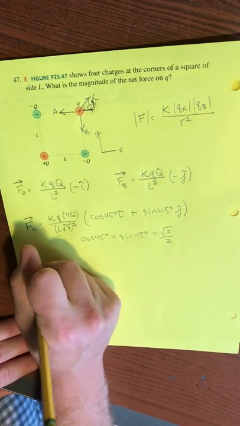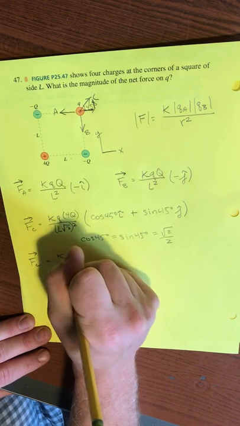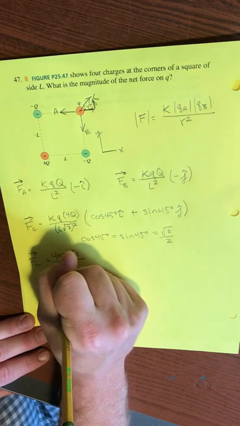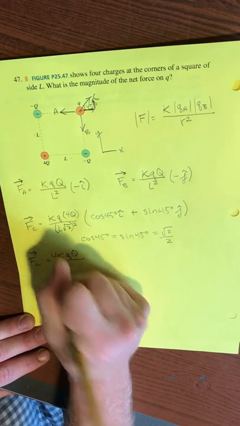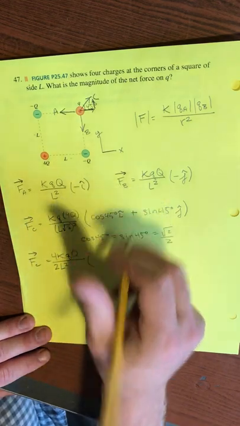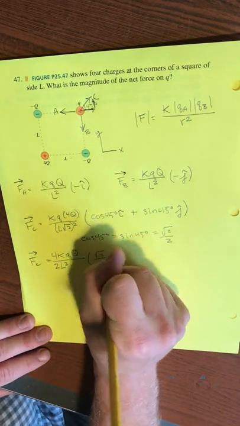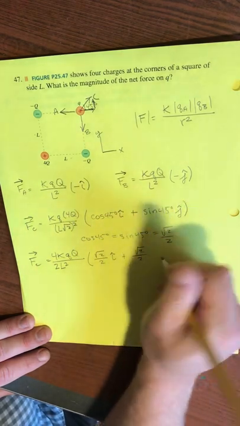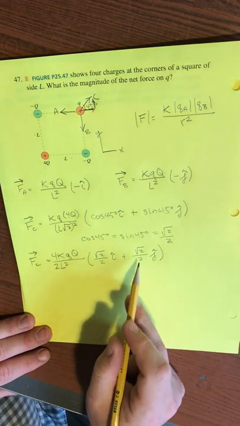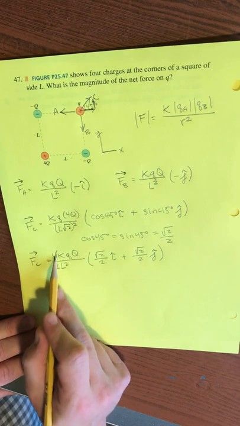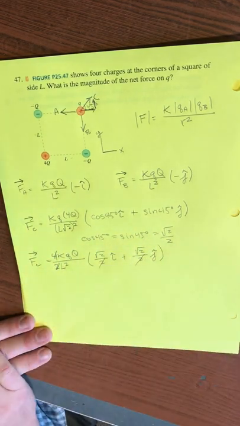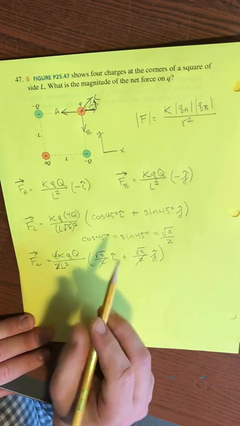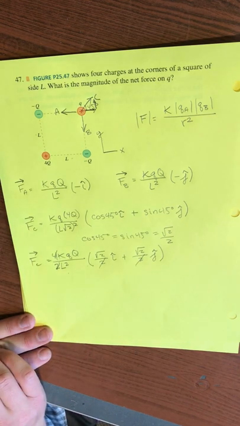So we get that force C is equal to k times little q, we get a 4 out front, times big Q, divided by L squared times the square root of 2 squared, which is going to give us a factor of 2. And then inside of the vector pieces here, we have the square root of 2 over 2 times i hat plus the square root of 2 over 2 times j hat. So we can factor a 2 outside of here, which makes this into a 4, and those 4s are going to cancel. So that just gives us k little q big Q over L squared times the square root of 2 i hat plus the square root of 2 j hat.